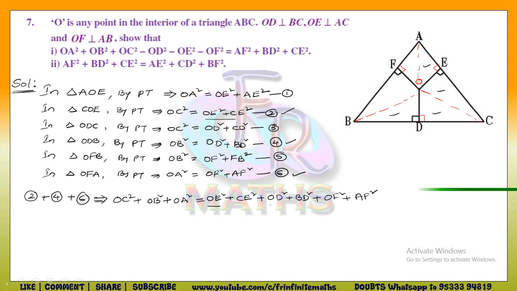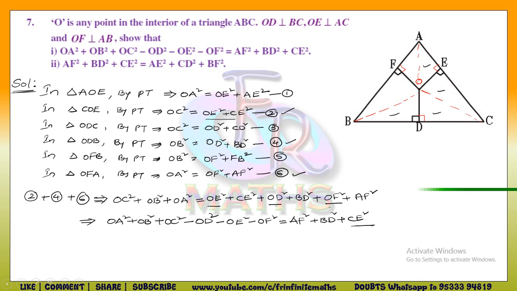Now OE square, OD square, OF square, if I transpose to the left hand side and rearrange, I can write OA square plus OB square plus OC square. These three terms, when transposed to the left hand side, their signs will change. Then it becomes minus OD square minus OE square minus OF square is equal to what is left over: AF square plus BD square plus CE square. So this is my first result, which was asked.